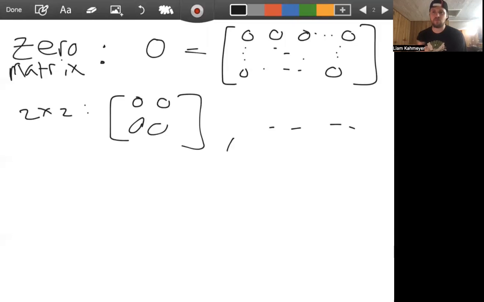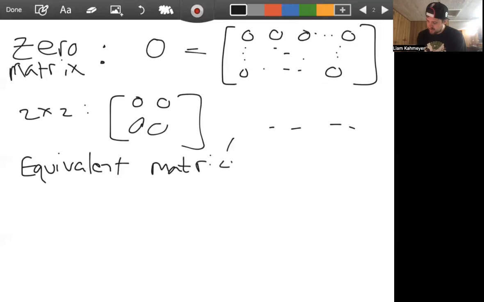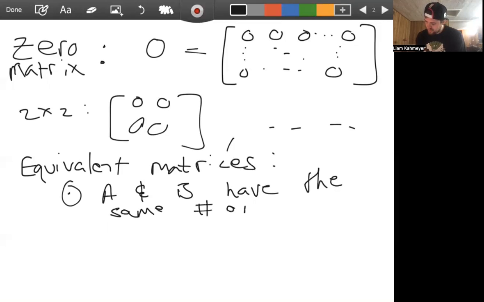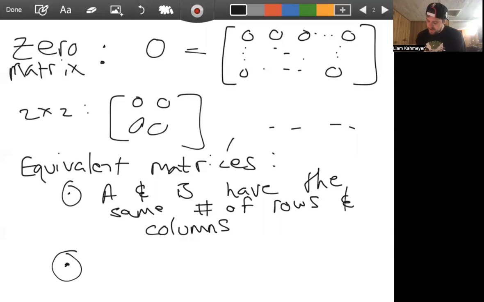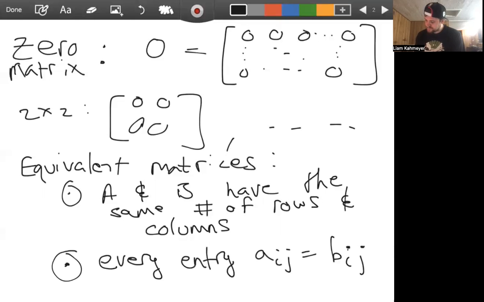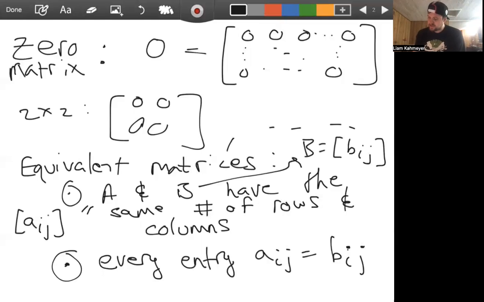So we want to talk about what it means for two matrices to be equivalent. For two matrices to be equivalent, you need to have that A and B have the same number of rows and columns. And then we also need that every entry Aij is equal to every entry Bij. So again, when we were calling this A, the matrix Aij, and similarly B, the matrix Bij. So for two matrices to be equivalent, they have to have the same number of rows and columns, and every entry needs to be identical.